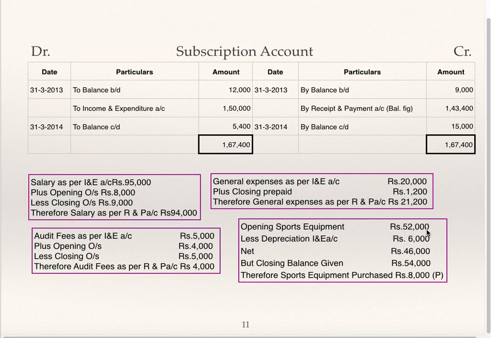Opening sports equipment 52,000. This will be shown on the opening balance sheet assets. Deduct depreciation which is given in the income and expenditure account, 6,000. So net sports equipment should have been 46,000, but the closing balance given is 54,000. That means sports equipment purchased is 8,000, which is to be shown on the payment side. 54,000 will go to the closing balance sheet assets side.